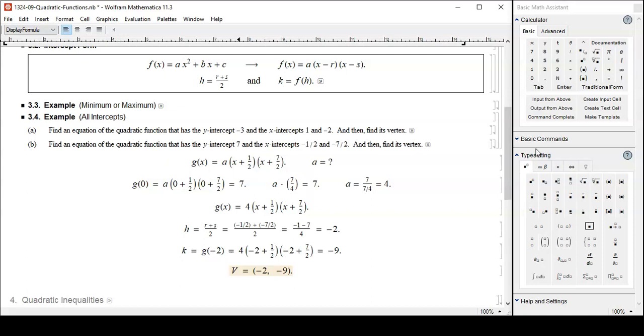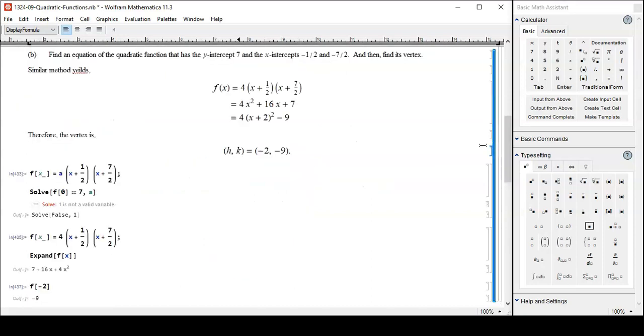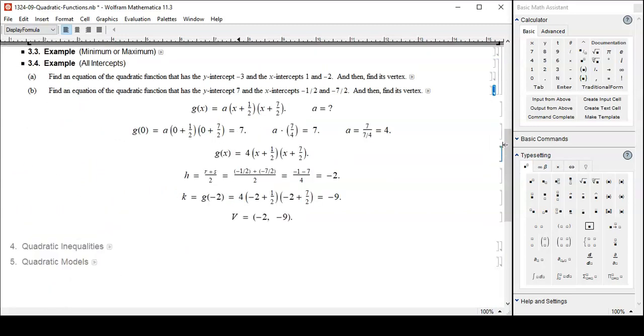I guess that's it. What do I have here as an answer key? -2, -9. Okay.